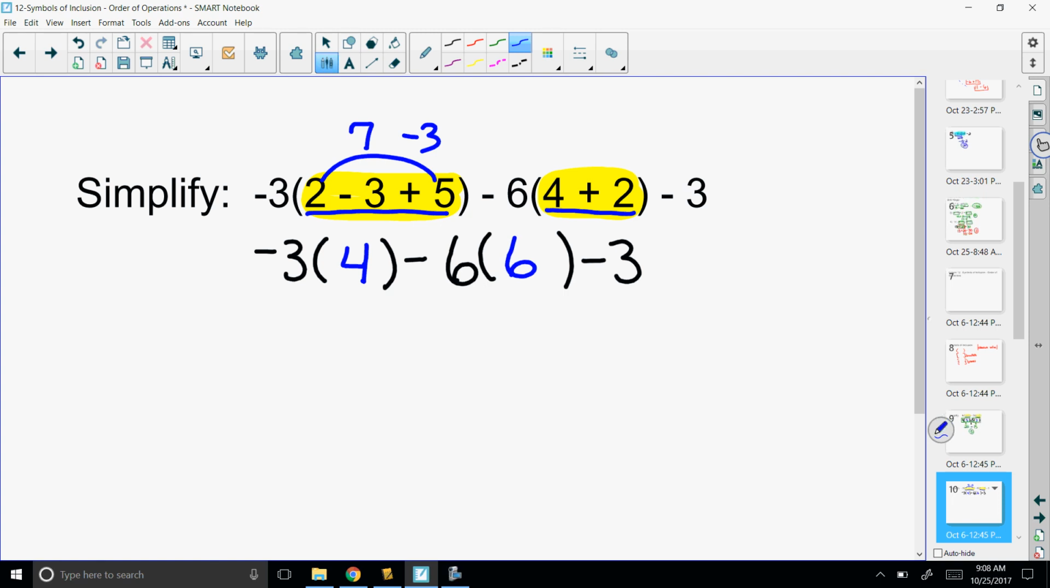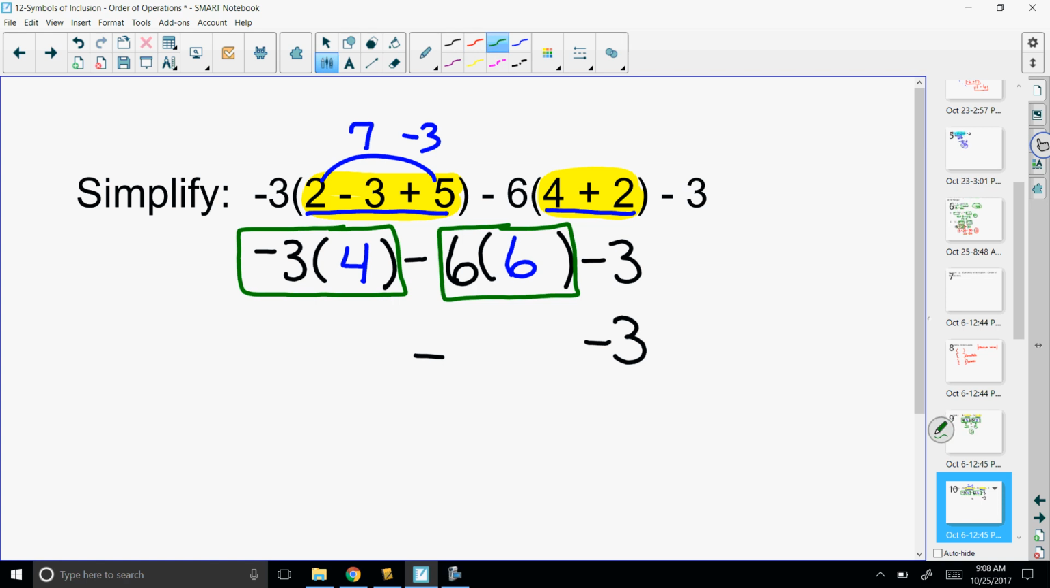Now it's down to an expression that you just had in the last assignment, where the next thing you do is multiplication. Your multiplication comes with negative 3 times 4, 6 times 6. So I'm going to bring down what I have not boxed. And now perform your multiplication.